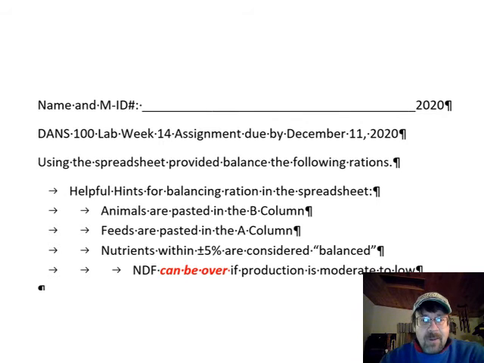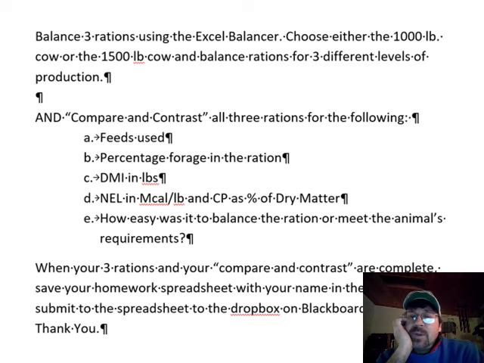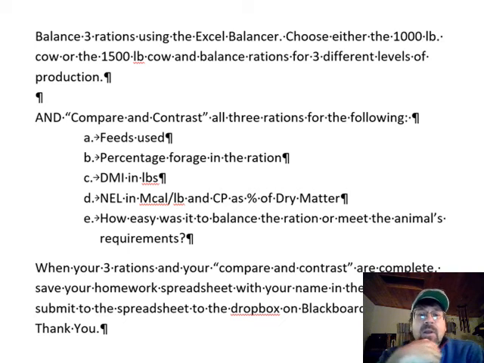You're going to have to find forages that are pretty low in energy, high in NDF, low in protein to balance those rations out. So the assignment is to balance three rations in your Excel balancer, choosing either a 1,000-pound cow or a 1,500-pound cow to work with, and then balance at 3 different levels of production. Once you've done that, I'm going to ask you to compare and contrast. What are the feed differences that you used? What are the same? What percentage of forage is in the ration? How much dry matter intake? What is your NEL concentration, your crude protein concentration?